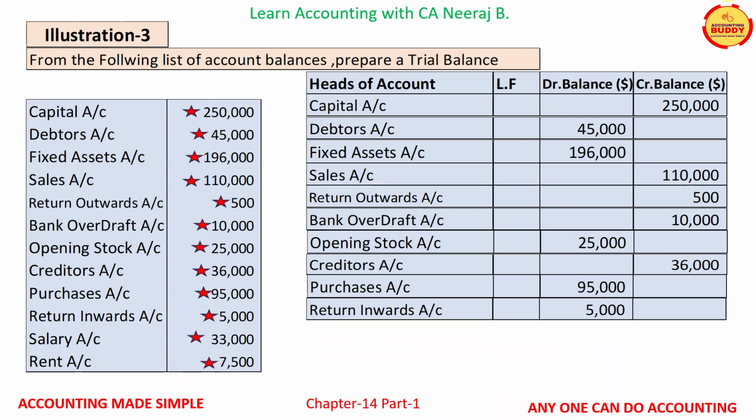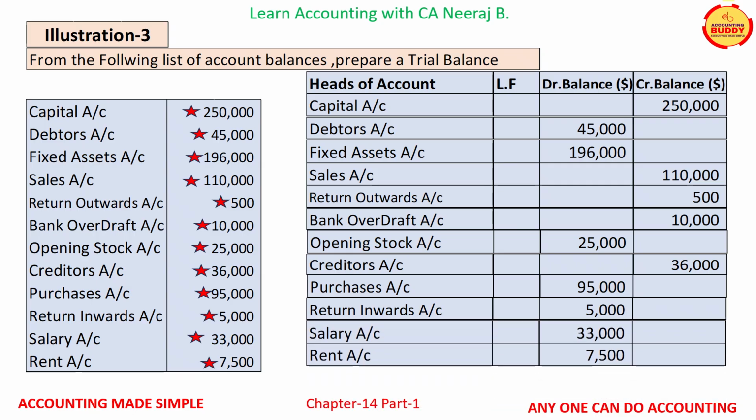Both salary and rent are business expense accounts. Therefore, both these accounts are placed in the debit column. When both the debit and the credit columns of a trial balance are tallied and both the columns have the same balance, this confirms the arithmetical accuracy of the trial balance.